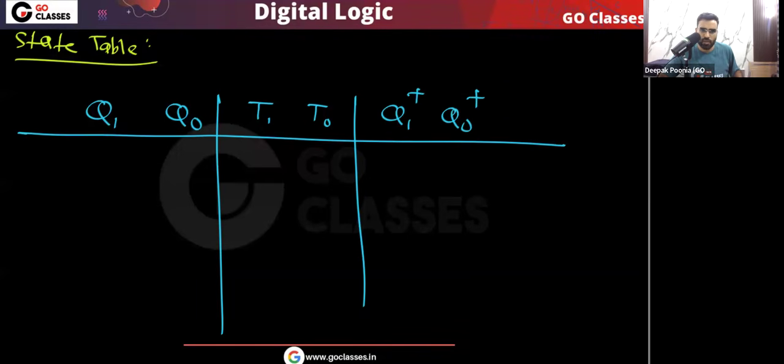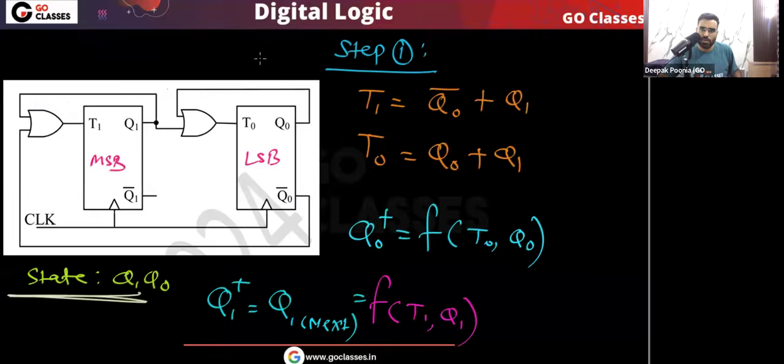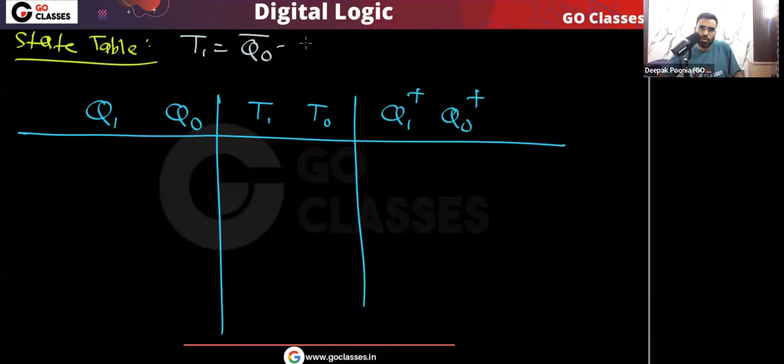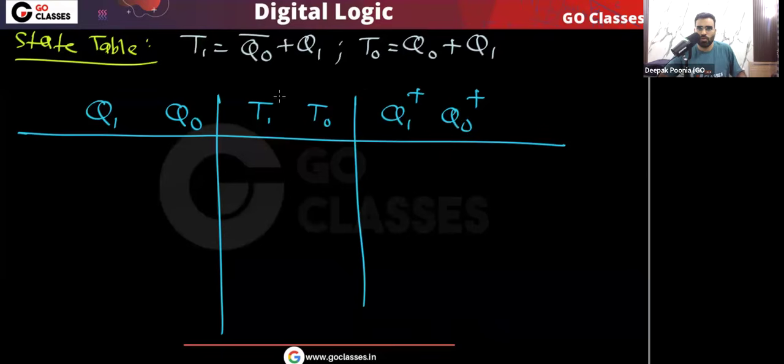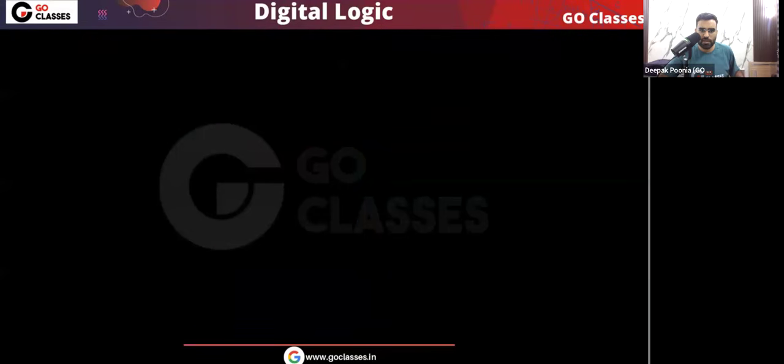Let me quickly write what we have already found. These are the flip flop input equations we have found: t1 equals q0 bar or q1, and t0 equals q0 or q1. Simple. Now let's see what we need to find. We need to actually find the state diagram, correct?